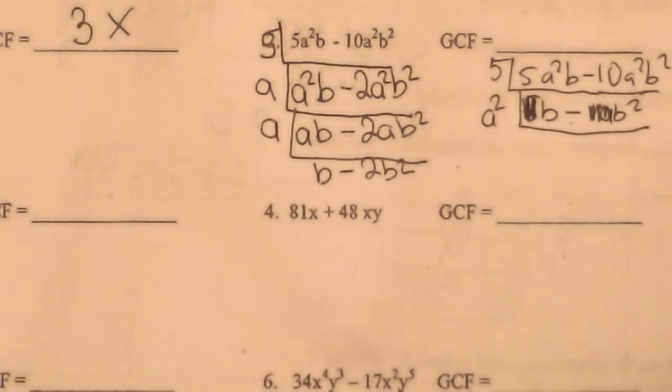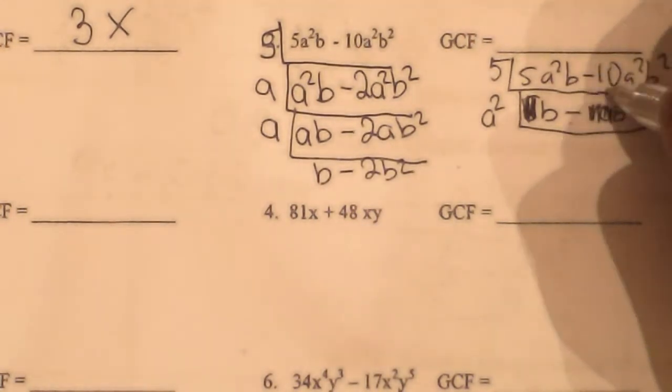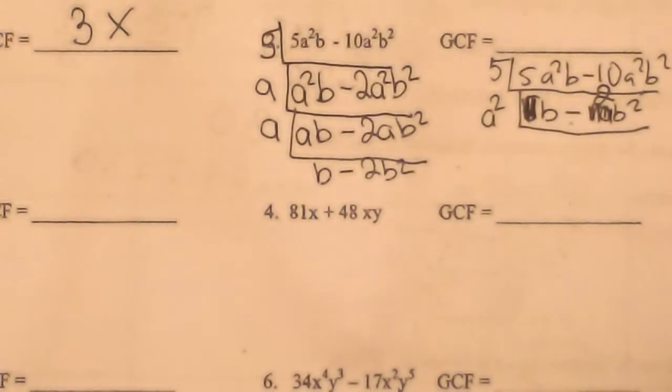Oh, I shouldn't have had that 5 right there. Sorry. I'm just messing up. This should have been b minus 2b squared.